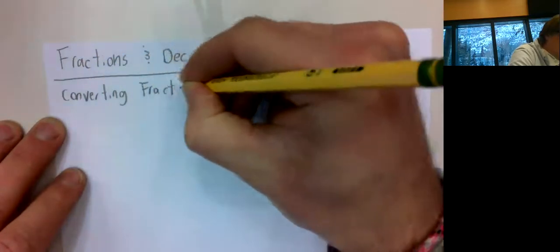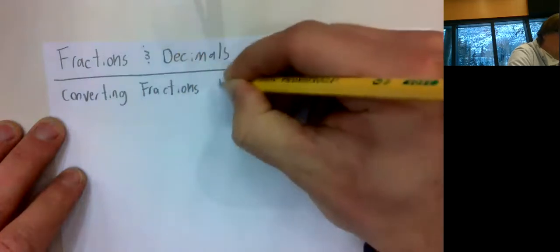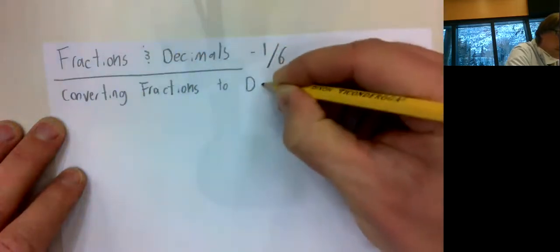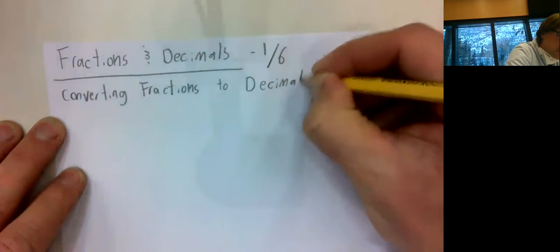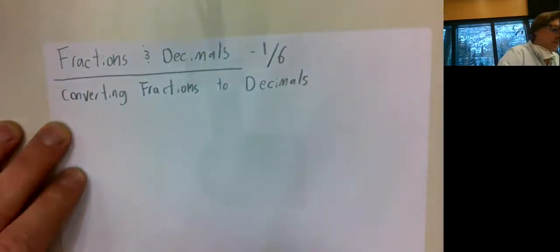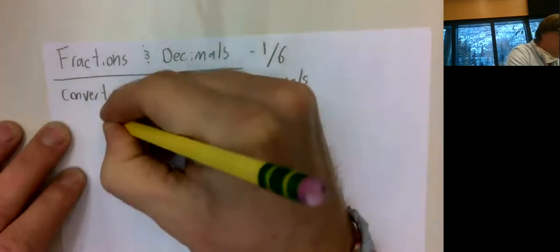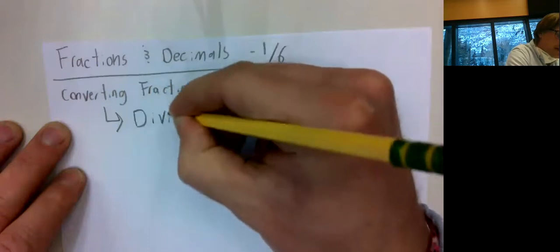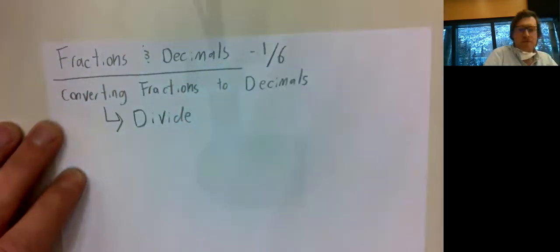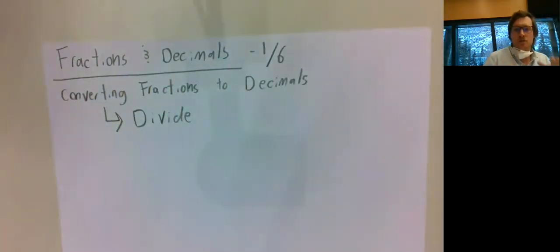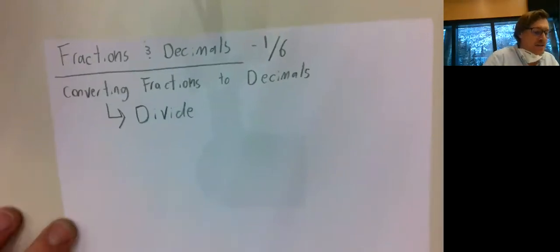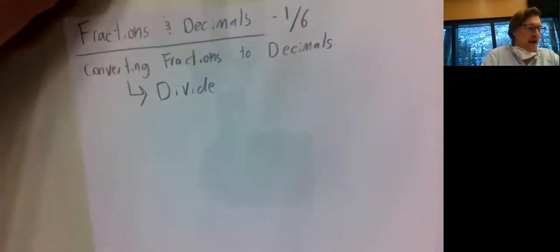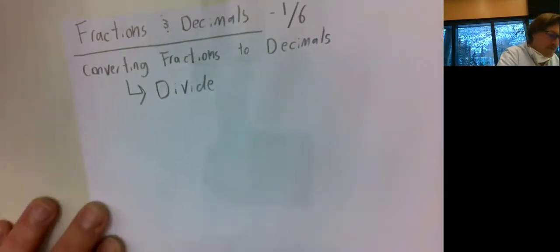Fractions to decimals. And our rule here is we're just going to divide. When we have a fraction and we're trying to turn it into a decimal, we're going to just divide. We've actually done this already in class. Maybe we didn't recognize them as fractions. So let's take a basic one.